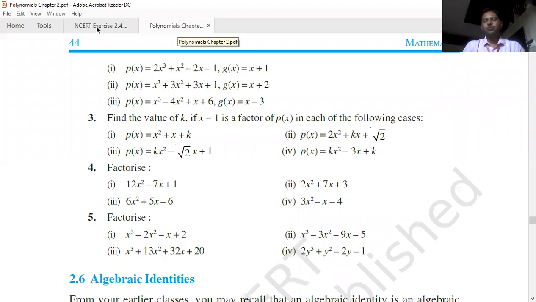When we multiply minus 3 and minus 4, this will give you plus 12. So while adding 3x and 4x, we'll get 7x. Again, minus 3x minus 4x will get minus 7x. And when we multiply minus 3 and minus 4, this will give you plus 12. That is the product of first and last term, 12 into 1.